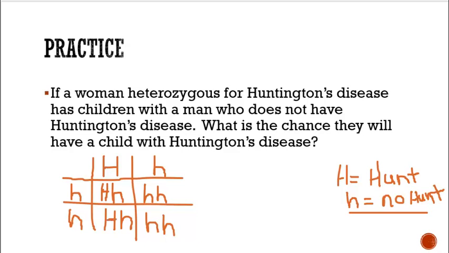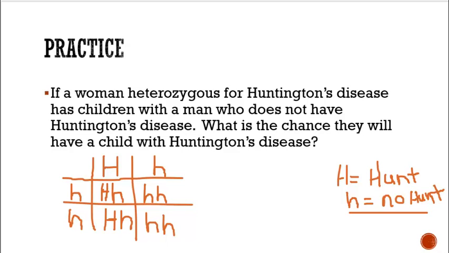So what is the chance they will have a child with Huntington's? What's the phenotype of this individual? They have the dominant allele. They have Huntington's. What's the phenotype of this individual? They are homozygous recessive, two recessive alleles. They do not have Huntington's. This child is heterozygous. They have Huntington's. This one's homozygous recessive. They do not have Huntington's.